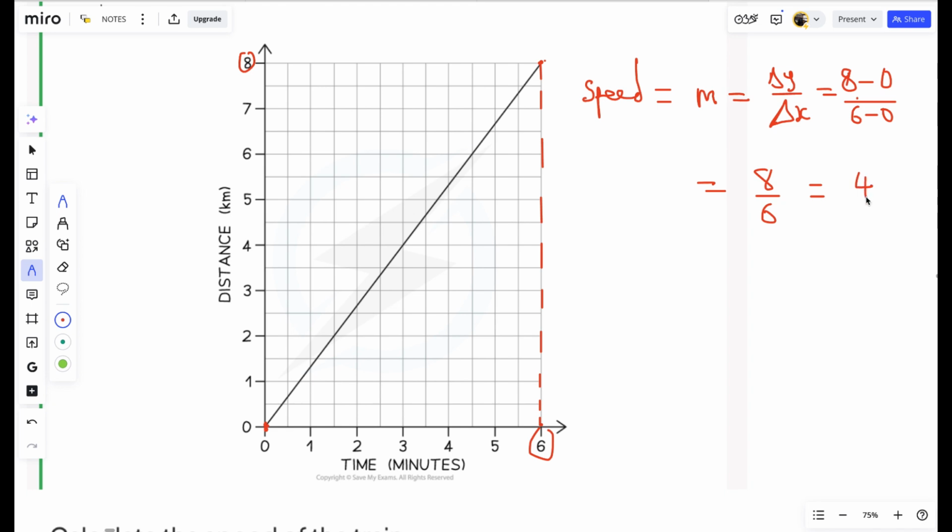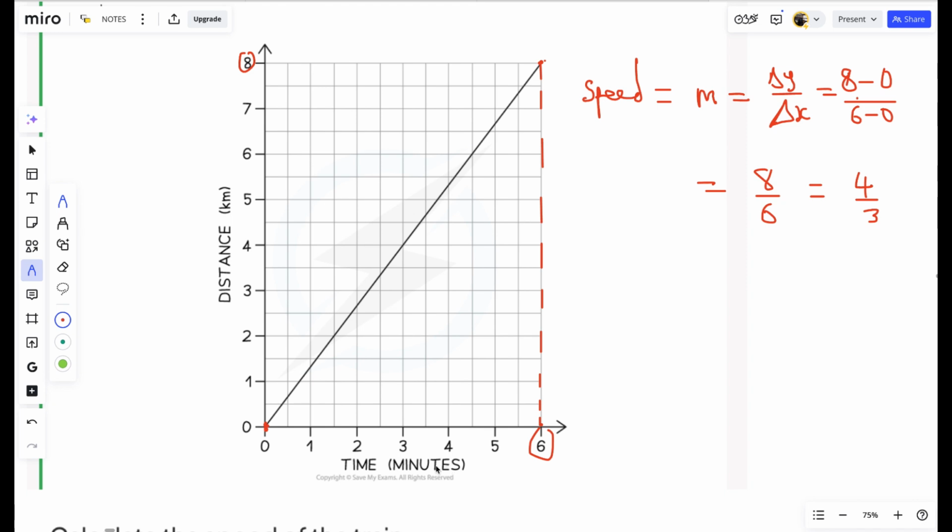you get 4 over 3, which is 1.33. You get 1.33. 4 over 3, you get a speed of 1.33. Now you check, it's in kilometer and minutes. This is in kilometer and minute.